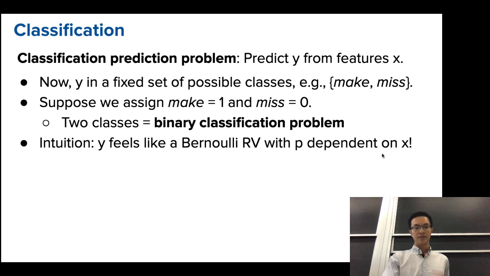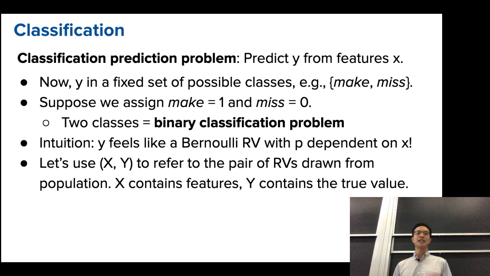And so what I'll write down now is, if I say capital X and capital Y for this slide and the next slide, we'll say that this is a point drawn from the population. So it could be one particular shot of a basketball player. It could be one MRI scan looking for something wrong with the brain. So what we have here is one point drawn from the population, and x is our features, and y is a true value, and these are a pair of random variables.